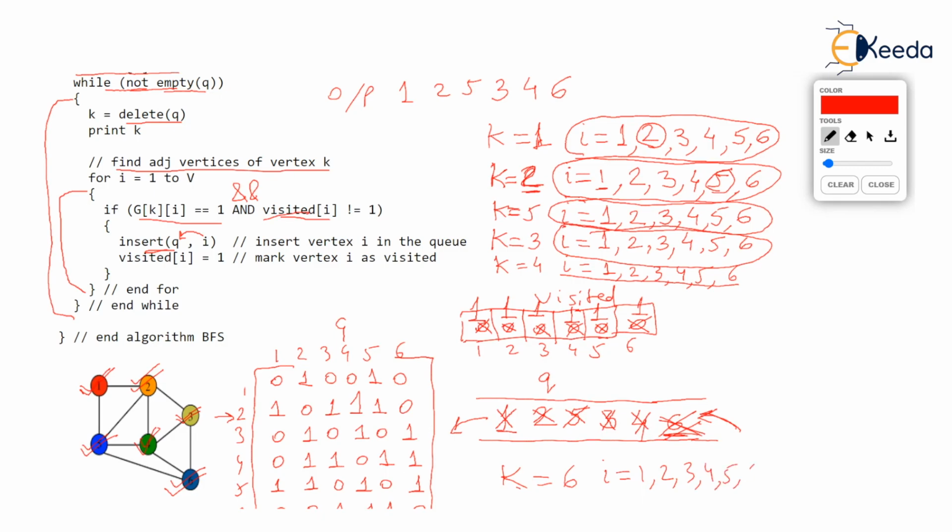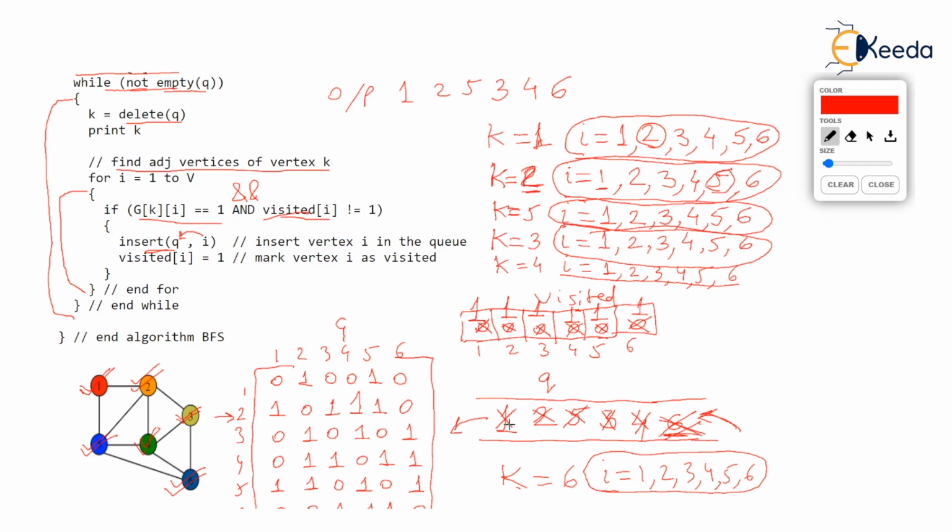For none of these values of i will the if ever become true, because either the vertices are not adjacent to the 6th vertex or they are already visited. So the for loop here ends again. And we try to go back to while and repeat it, but while won't repeat at all now, because the queue has become empty. You see, there is nothing pending in the queue.